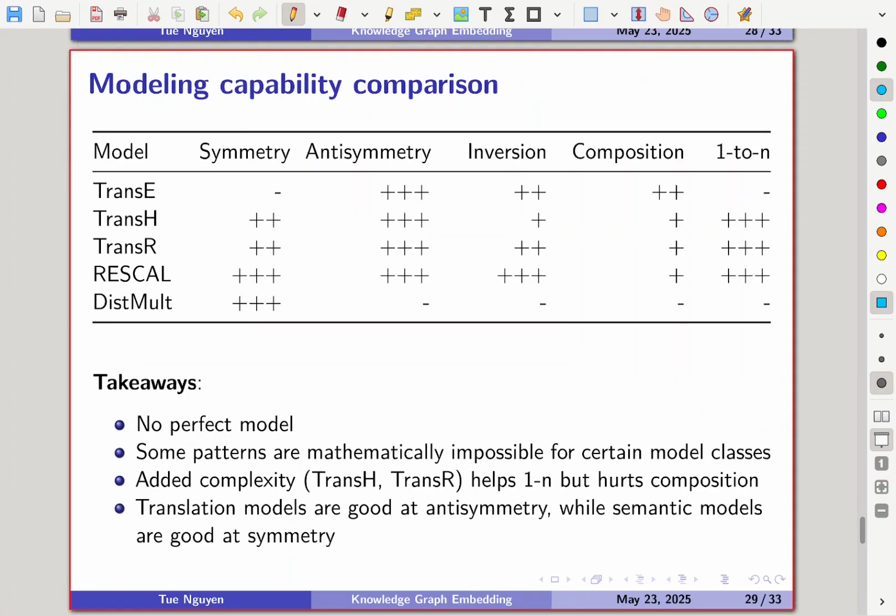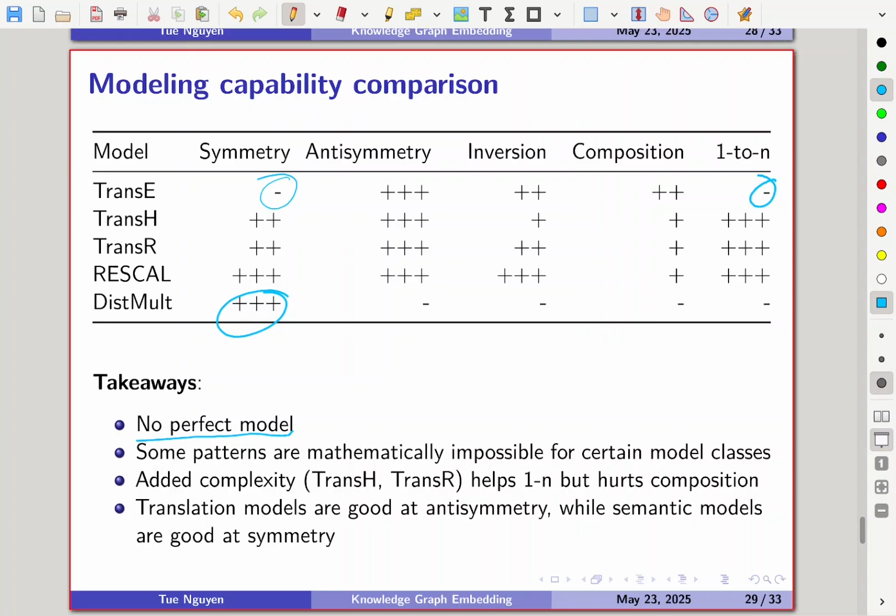This slide summarizes the model capacity of the 5 models we have been discussing so far. The key takeaway is that we don't have a perfect model. Some models are good at capturing specific types of relations, but are very bad at other types of relations. The second takeaway is that some patterns are mathematically impossible for certain classes of model. For example, with DistMult, we cannot model anything other than symmetry. Or with TransE, we cannot model symmetry in one-to-one.